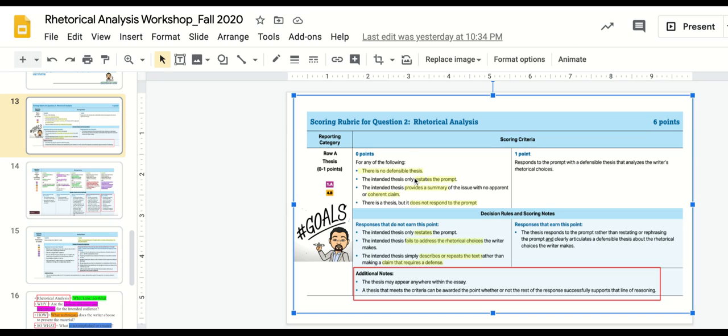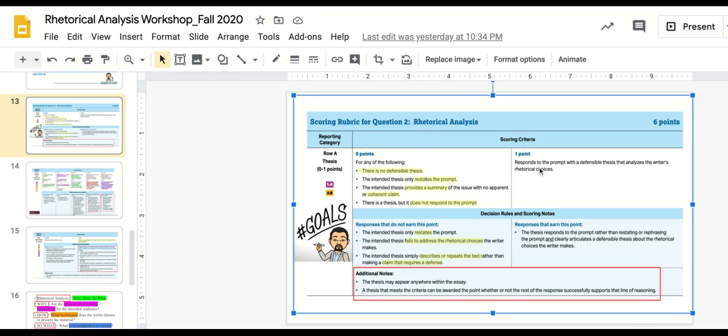Okay, we have the thesis statement here, and 0 points. You get 0 points for a thesis if there's no defensible thesis. It has to have a coherent, defensible thesis that addresses an author's claim. The intended thesis only restates a prompt. You're not restating a prompt or providing a summary for what you read. You're analyzing the language and its effect and how those strategies bridge the purpose, the occasion, and the audience together. And then there's a thesis, but it does not respond to the prompt. So that earns you 0 points.